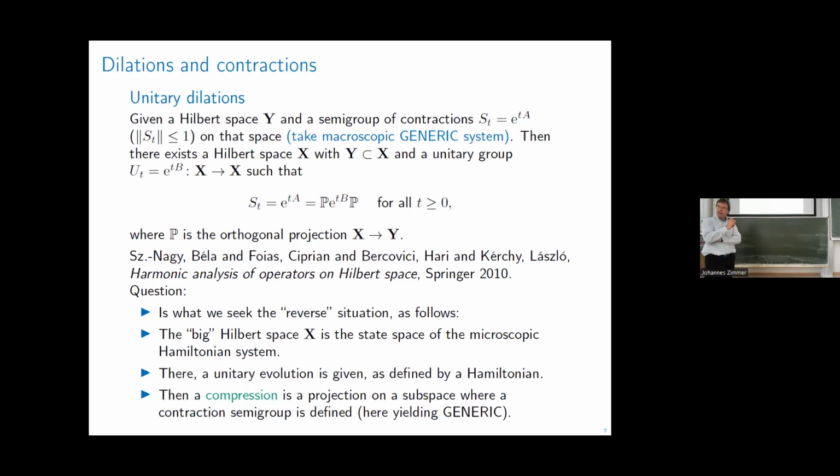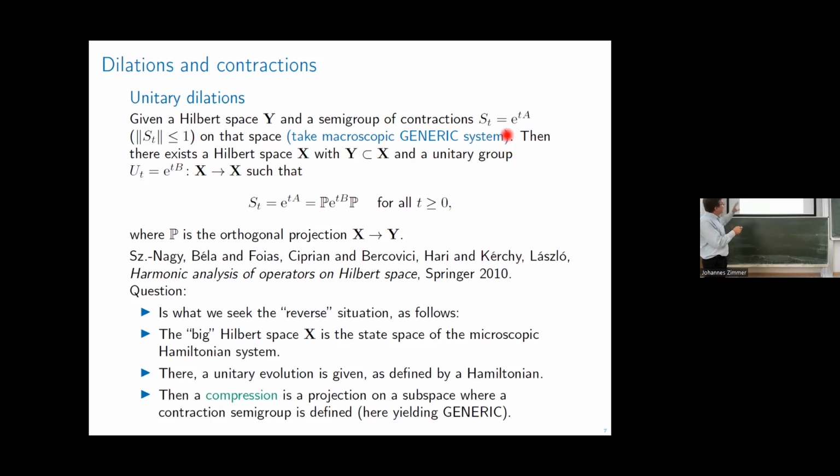So what are these unitary dilations? They do the opposite of what we want. We are in a Hilbert space, and we have a semigroup of contractions. There's a contraction, so as I said, norm less or equal than 1. And think of this as being something dissipative. Think of this as the generic system we want to derive. It's a dissipative semigroup.